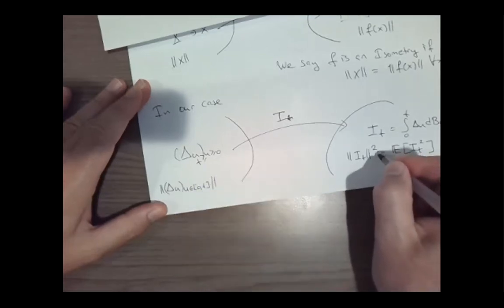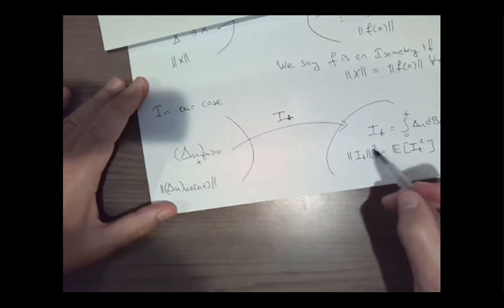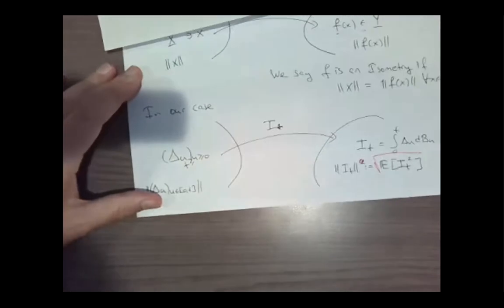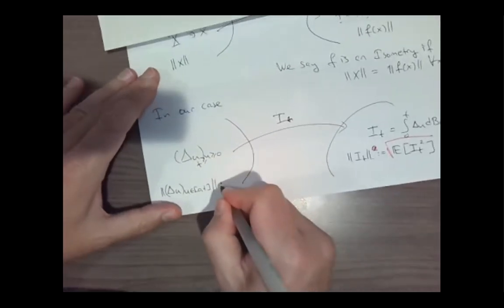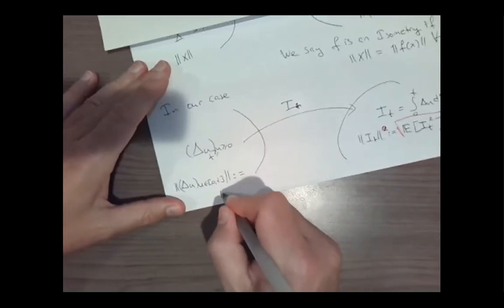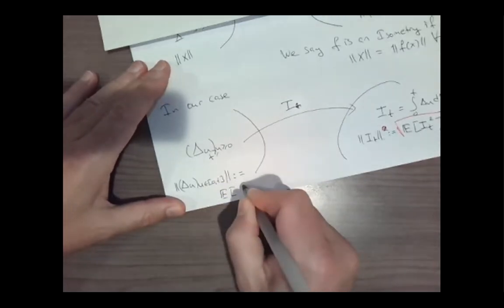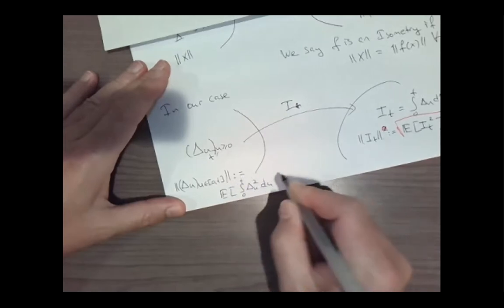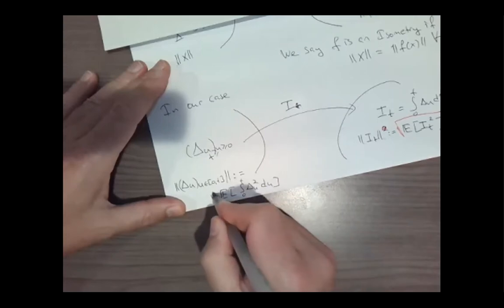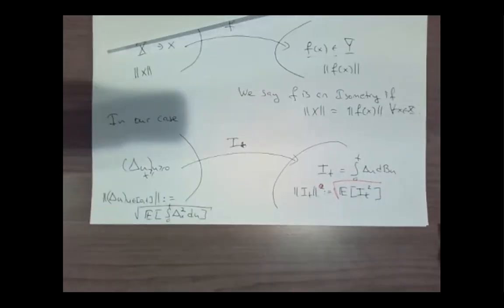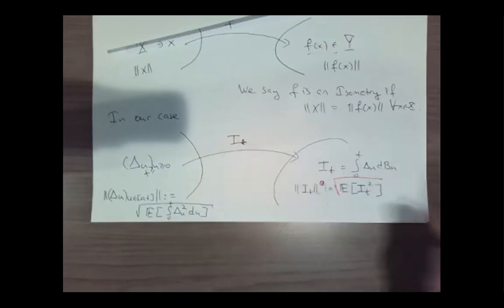So this is a definition. The norm squared, I can move the square to the other side if you want. This one here is what? This is going to be, again, an expectation, but it's an integral from 0 to t of delta u squared du, and then the square root. So this is why it's called an isometry. These two quantities are exactly the same.